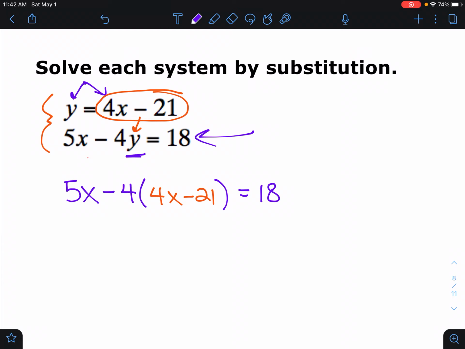In other words, I need to do a little distribution and combining like terms. So 5x is going to stay the same. Now you're going to do negative 4 times positive 4x, which is negative 16x. And then you're going to do negative 4 times negative 21. So what is negative 4 times negative 21? Well, that's positive 84.